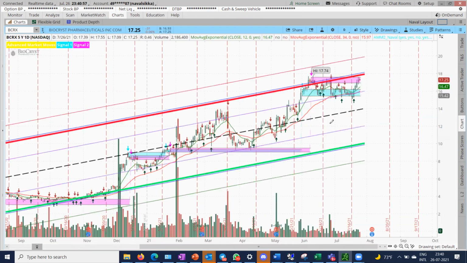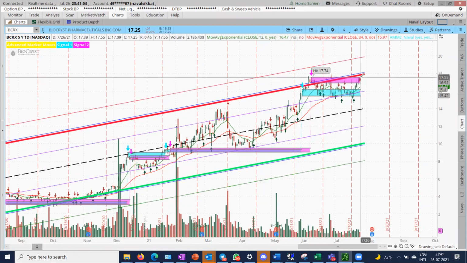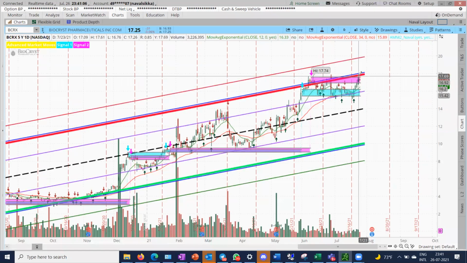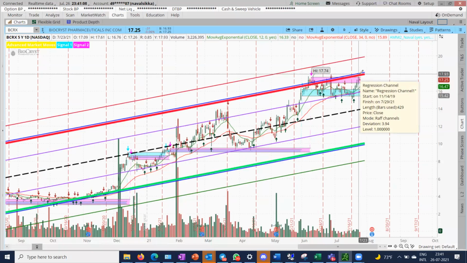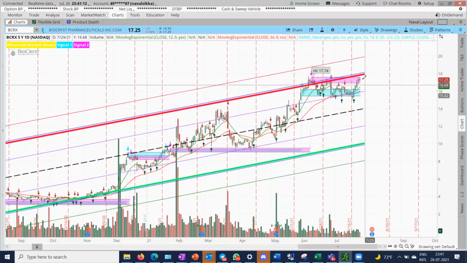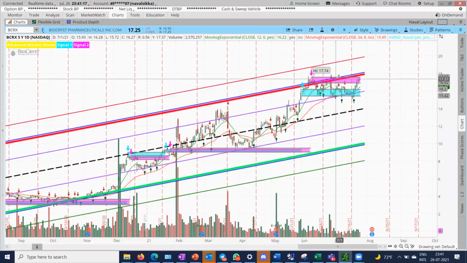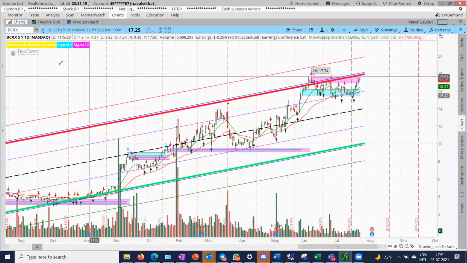Okay. So it's kind of struggling around this zone, the red zone. Maybe this week or early next week, if it breaches 18, it's not going to turn back. It's going to go up. It is definitely a buy at this price, as per my understanding. It should go up from here.